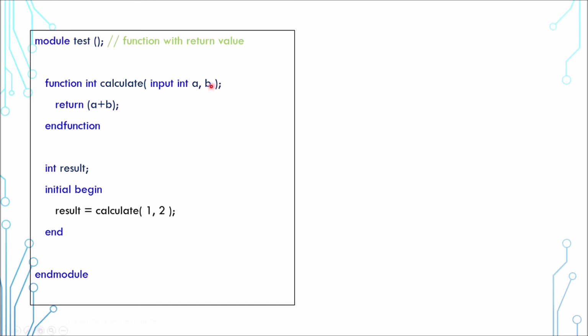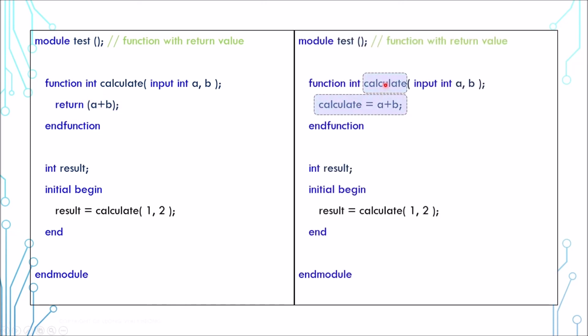Since we are talking about the return value, here's a side topic. There are two ways to return a value. First is the return keyword. The second one is by using the function name. The function name also serves as a return variable. The code here works just the same as the return keyword.